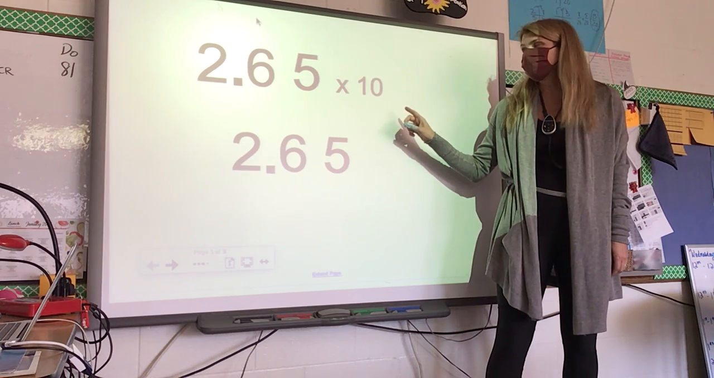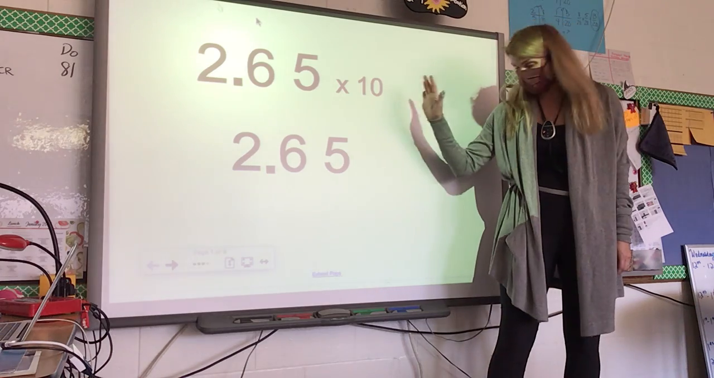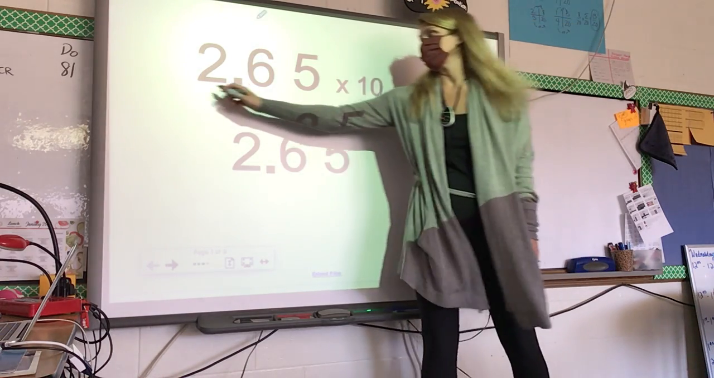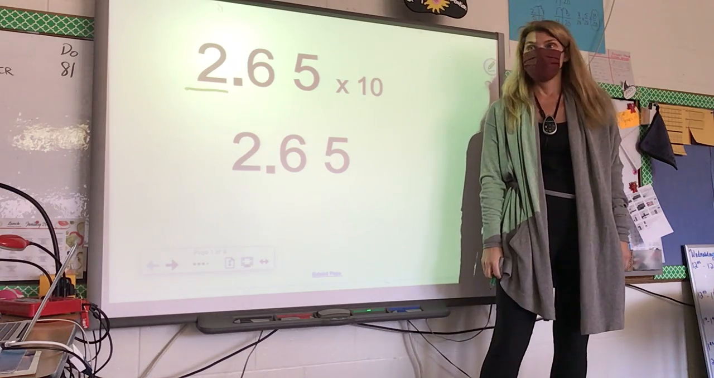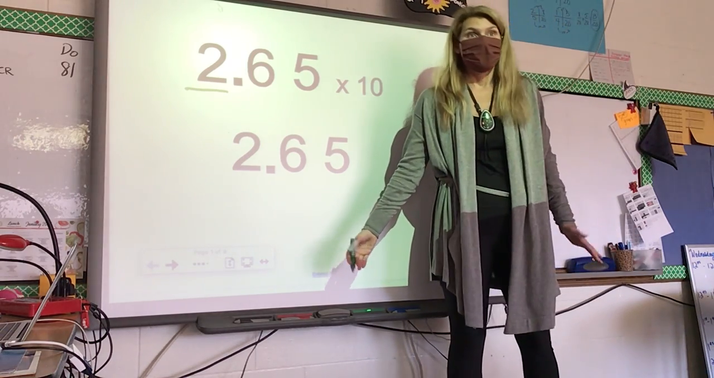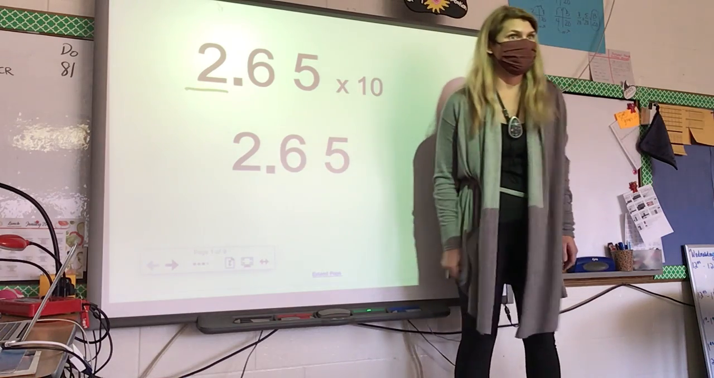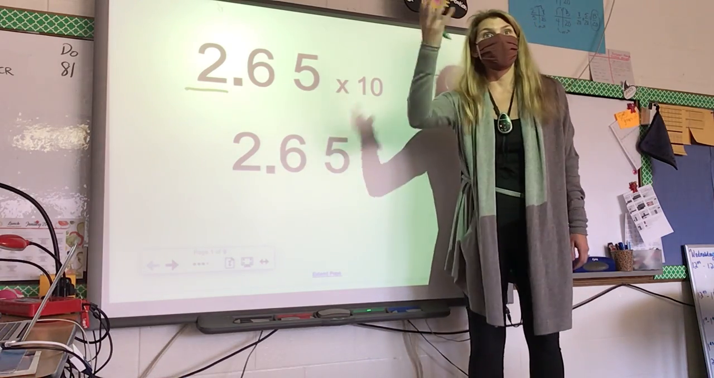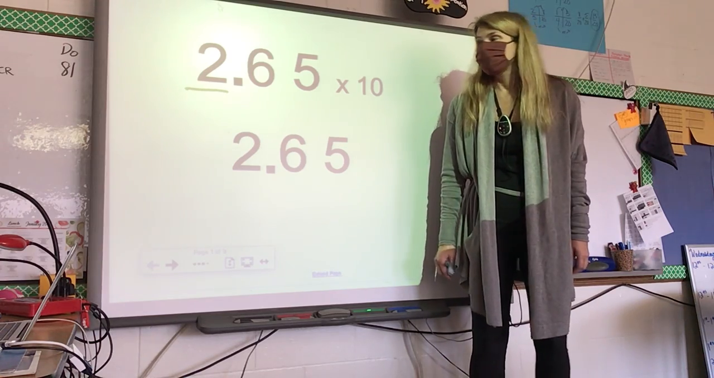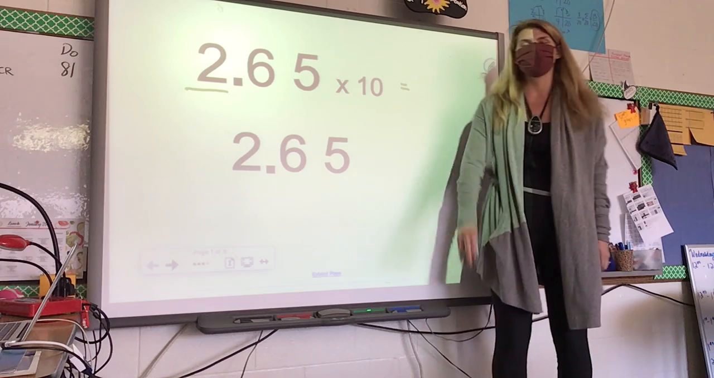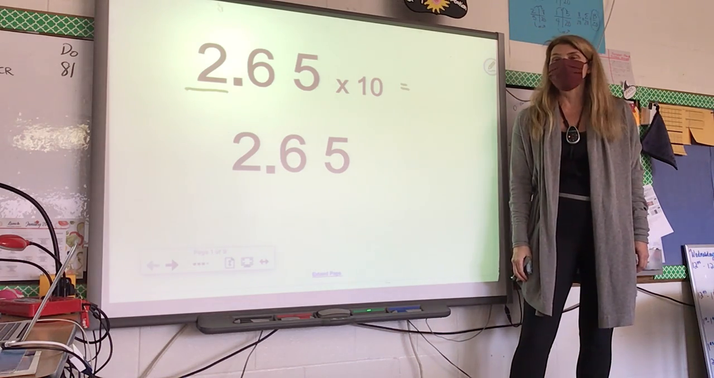So what is the answer going to be to 2.65, and I need 10 of them? Now, first thing I'm going to look at is this. What's 2 times 10? Everybody, anybody? 20. That's 20. And if you're cohort 1, you should be saying these out loud. 20. So I know my answer is going to have a 2 in the tens place. So who wants to make a prediction of what the answer is for this? What is it? Lewis.